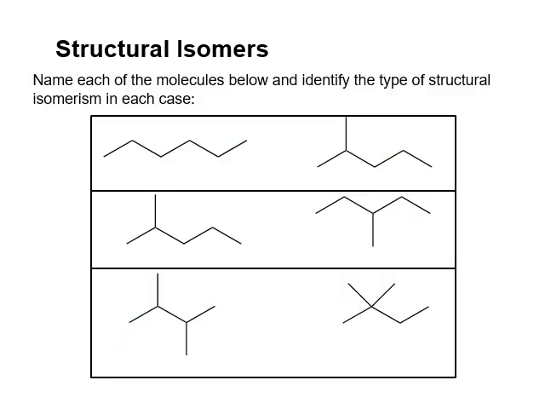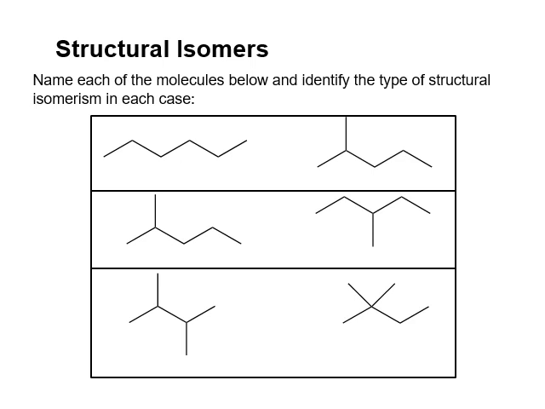So in each of the pairs of molecules below, identify the type of structural isomerism. So just have a couple of seconds to think about that. So hopefully in the top one, you can see that they are branch chain isomers. So you've got hexane and methylpentane. Obviously, methylpentane has one more branch than hexane, which has none.